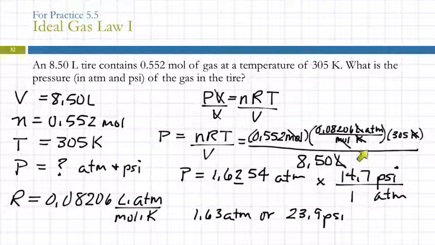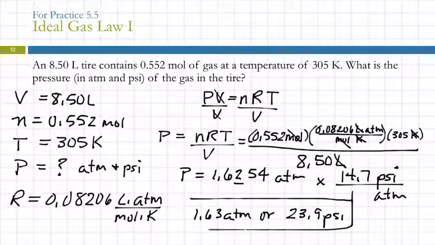This is the relationship between atmospheres and PSI. I don't expect you to have that memorized on an exam. I'd give it to you on a homework or something. You have to look it up. It's actually 14.69, but. For this one, you need to have both answers because it says, what is the pressure in atmospheres and PSI? It's asking for two answers, so you better give two answers.